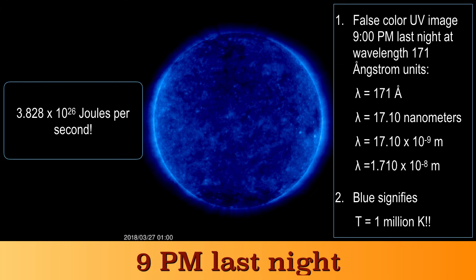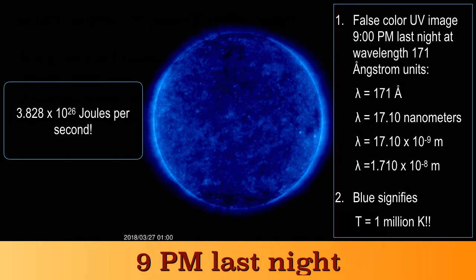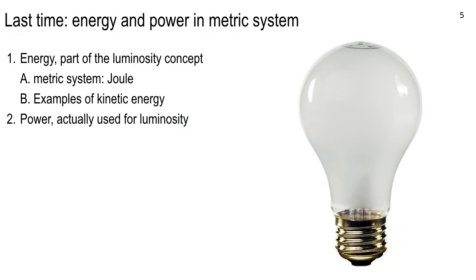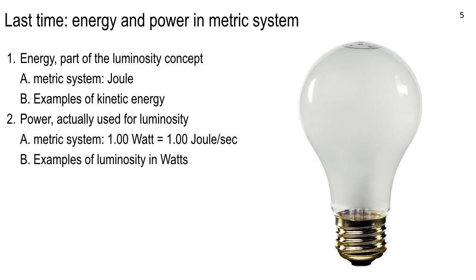So the sun has got a huge amount of joules per second. Now that's not energy. Joules per second is not energy. That's energy per second. That's a power. Okay, so the unit of power in the metric system is the watt, 1 joule per second. All right, and a good example of watts is something from everyday life, a good old light bulb. This is a 60-watt bulb.